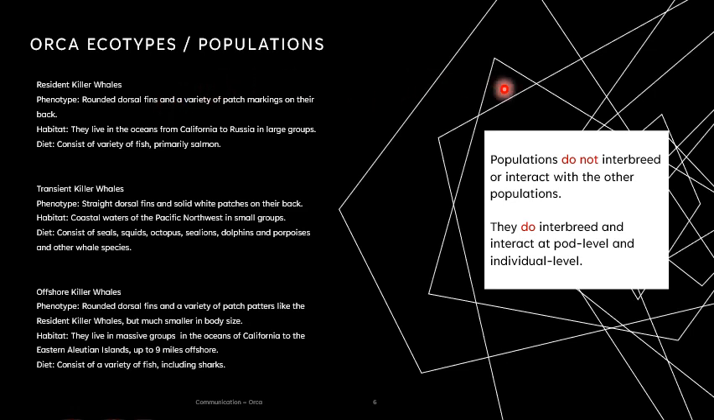It is important to notice that populations, or ecotypes, do not interbreed or interact on a regular basis. However, these populations within themselves have different pods. These pods and individual whales do interact and interbreed.